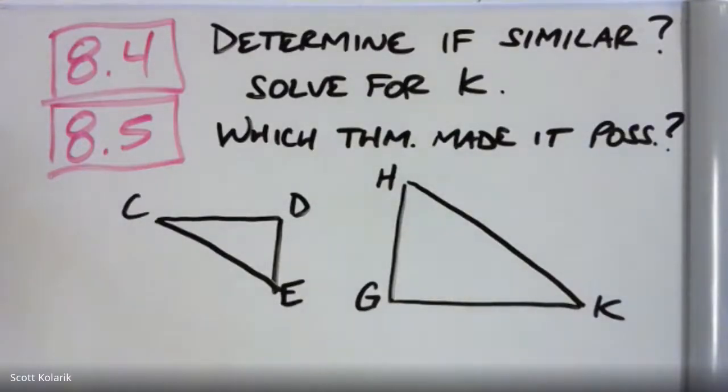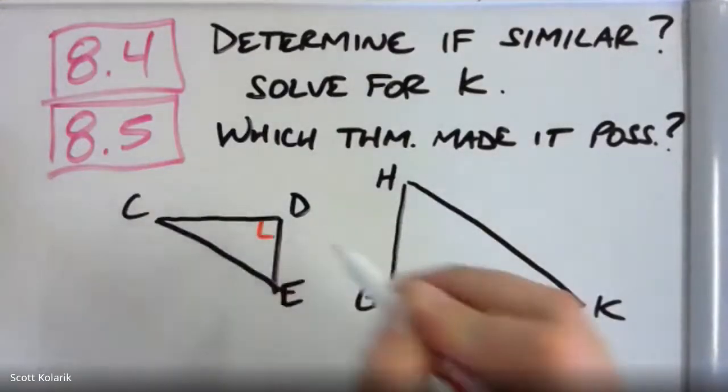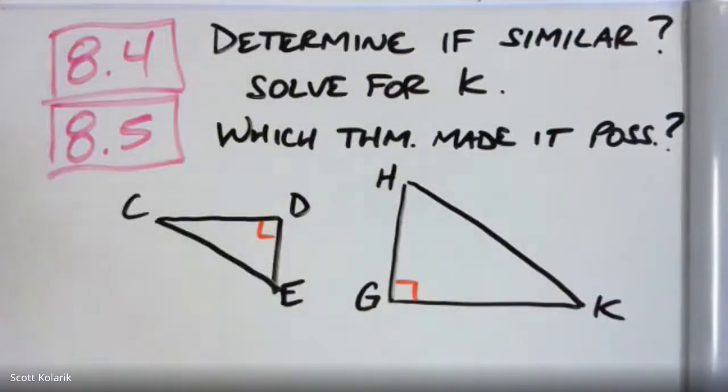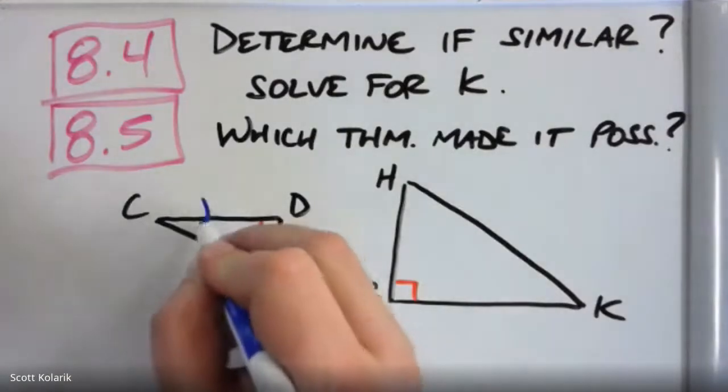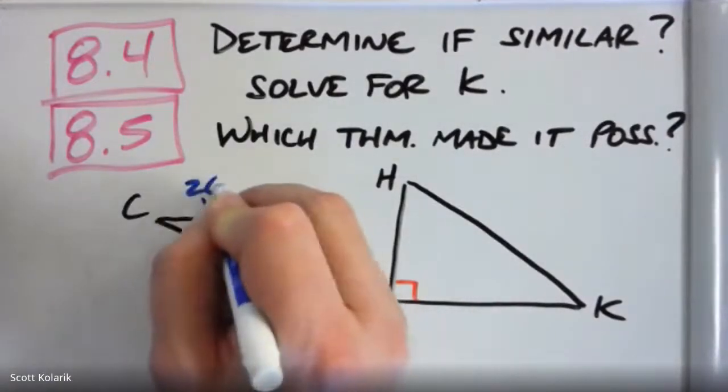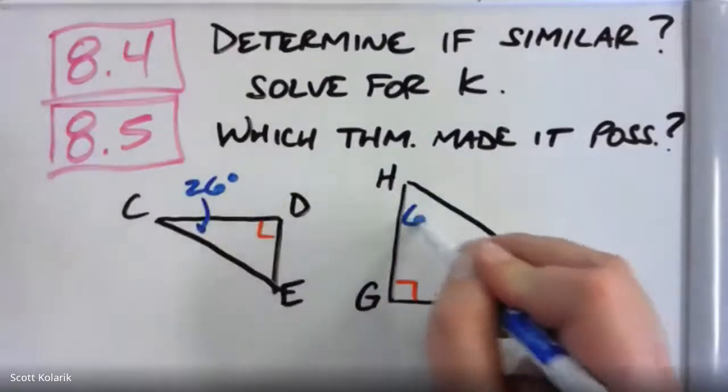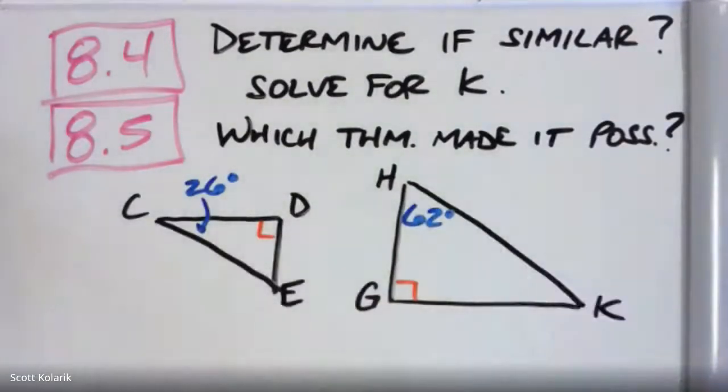Now we're going to be given some information in this problem. If you recall from section 4, we were told that these two angles were right angles. So we're dealing with two right triangles. And then we were told a little bit of information about angles here. So we were told that angle C was 26 degrees. And we were told that angle H here is 62 degrees.